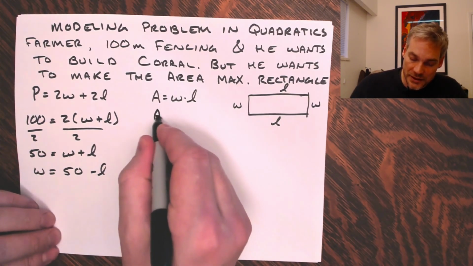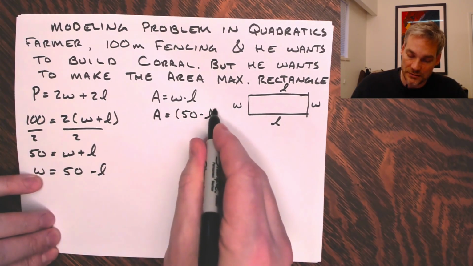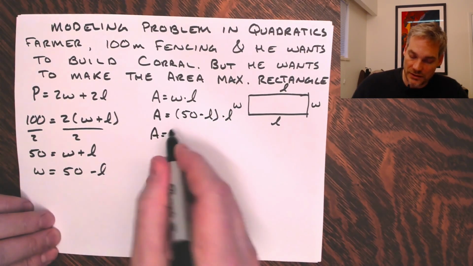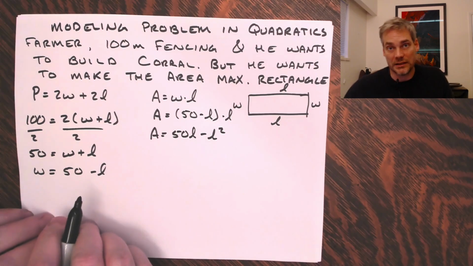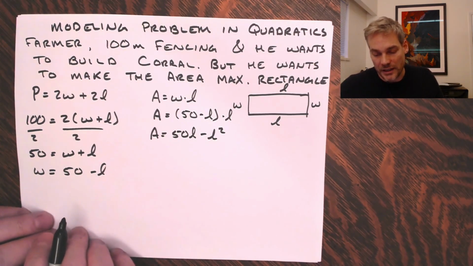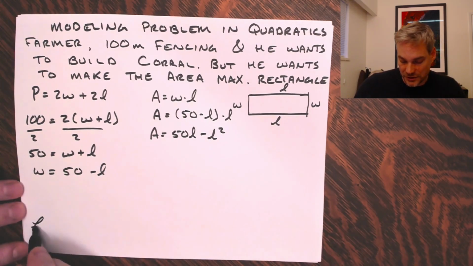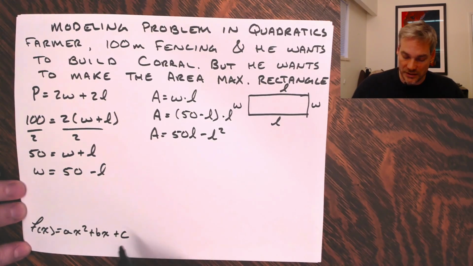So now we have an equation that defines the width in terms of the length. So we can go to our area and we can say, well, W is just 50 minus L. And then we have times L. Well, this kind of looks like a quadratic now in standard form. It just doesn't have a c. So if we had the function of x is ax squared plus bx plus c, this is the exact same except a is -1, b is 50, and c is 0.